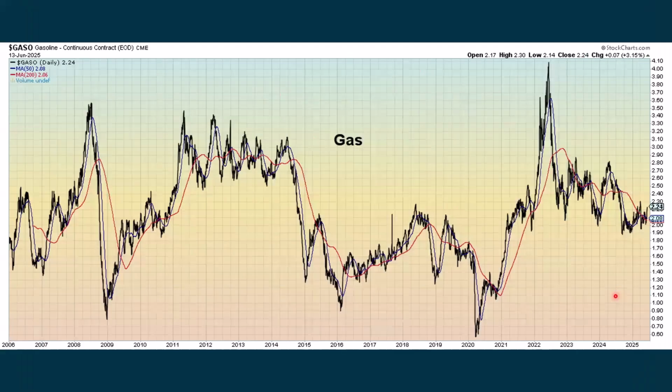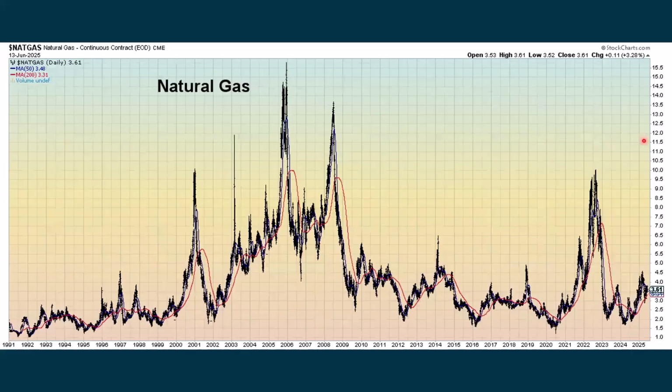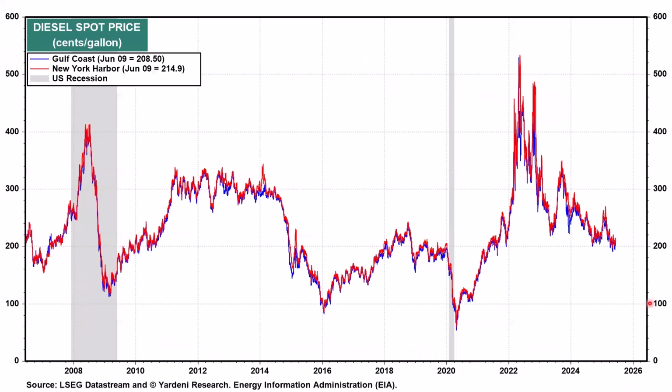And gas, it really spiked up here, and probably a lot of us will feel that because we see gas prices going up. It's still in an uptrend, but we're seeing the blue line trying to cross down below the red line. Heating oil did go up as well, but it's still in a longer term downtrend. And natural gas is in an uptrend right now. Diesel, not really spiking up all that much. It's really been declining in the bigger picture lately.